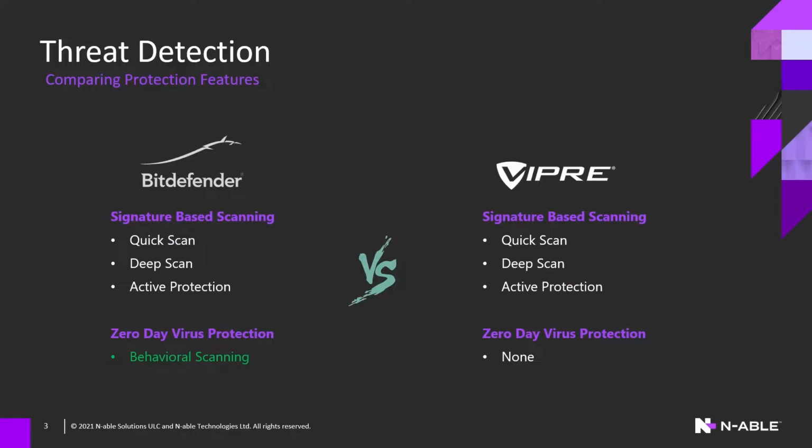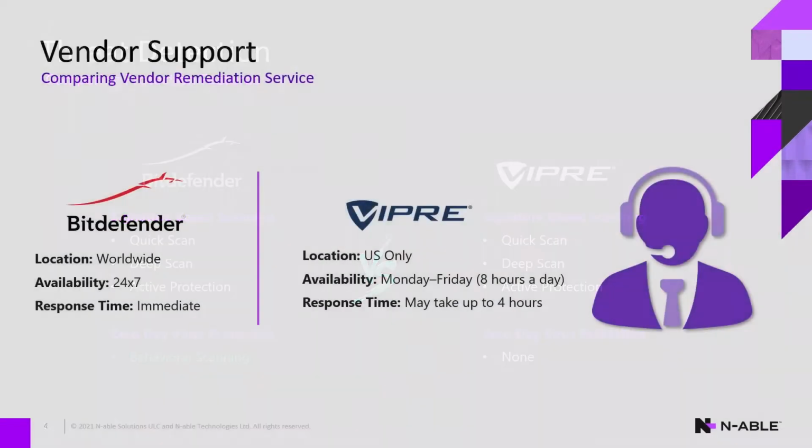Behavioral scanning is a heuristic technique used to detect new threats in real time, meaning that new and modified threats which may be missed by your signature database are going to be protected with Bitdefender. Not only that, Bitdefender offers 24/7 remediation, meaning if your systems are compromised, you can call Enable technical support and we can transfer you straight through for assistance.